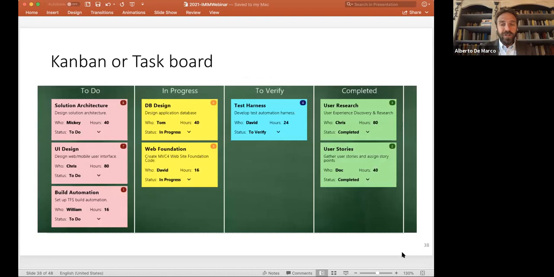Now, to do that, there is no more schedule, but there's what we call a task board. Task boards are typically flows of activities that move from a to-do status towards a completed status. So there's no more predecessors and successors. There's a stack or backlog of tasks to be executed that flow through in progress, to be verified, and completed. And when it's completed, it means it's done and it's delivered and accepted for quality by the client.